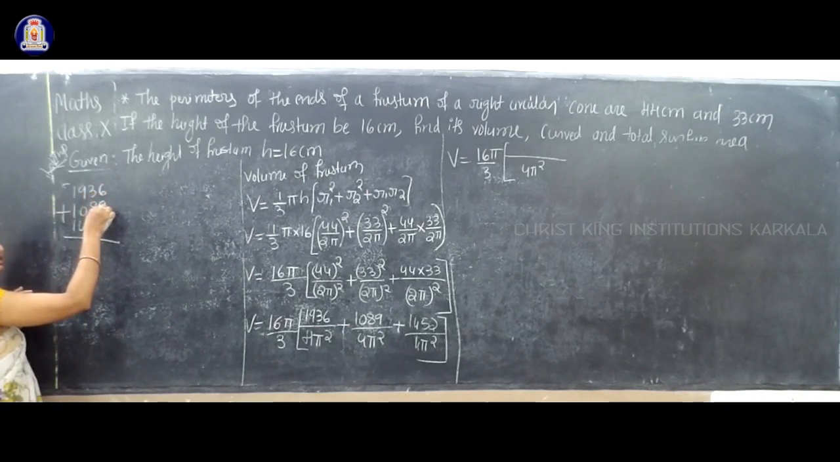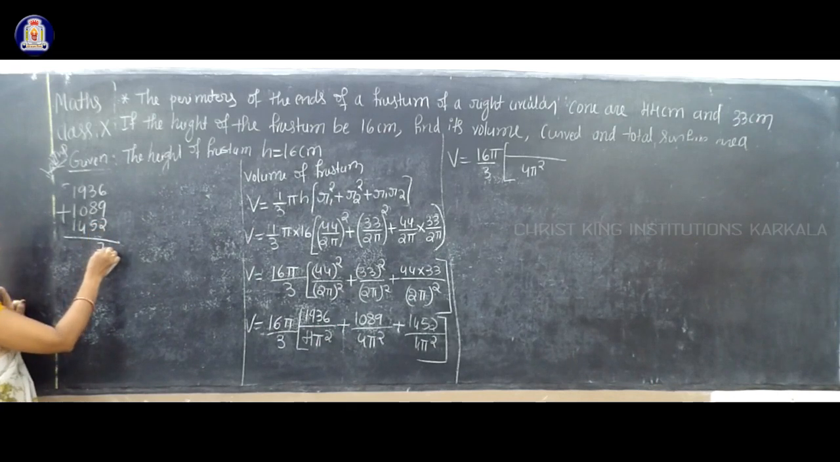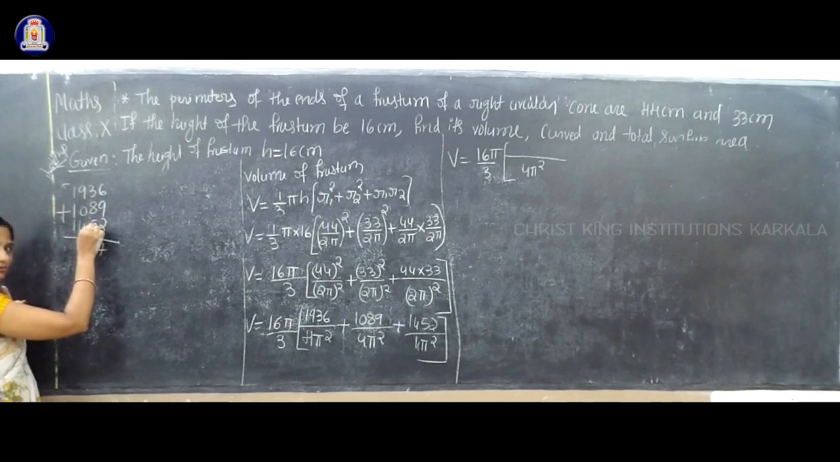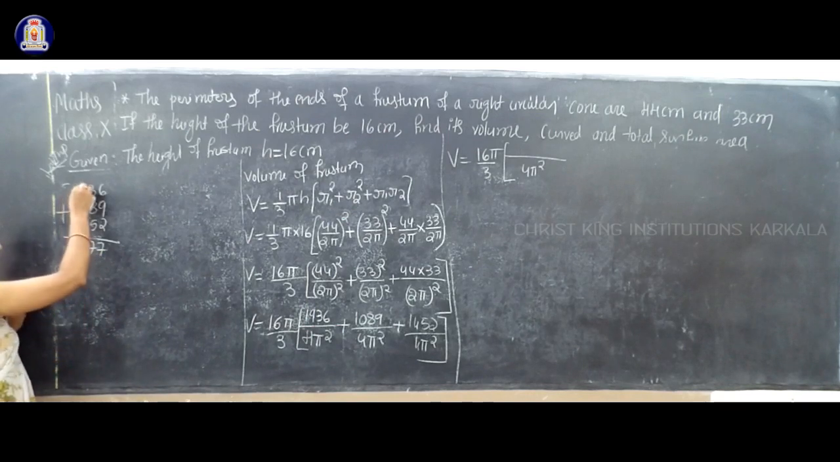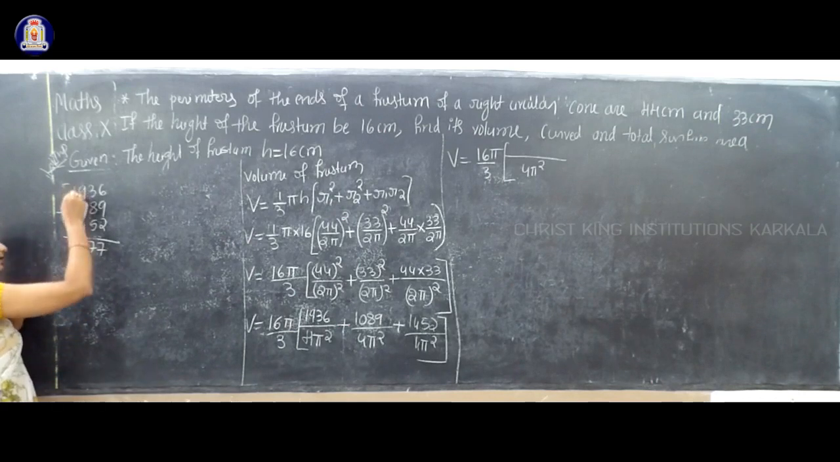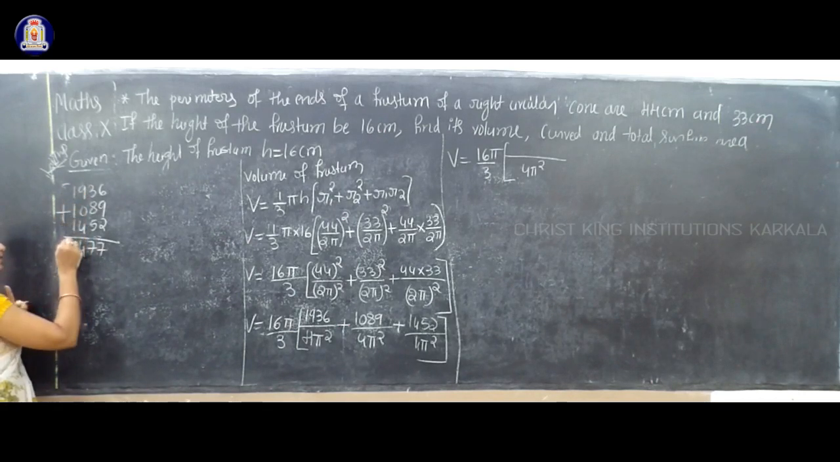9 plus 6, 15. 15 plus 2, 17. 1 remainder. 8 plus 3, 11. 11 plus 5, 16. 16 plus 1, 17. 1 remainder. So 9 plus 1, 10. 10 plus 4, 14. 1 remainder. 1 plus 1 plus 3, 3 plus 1, 4.